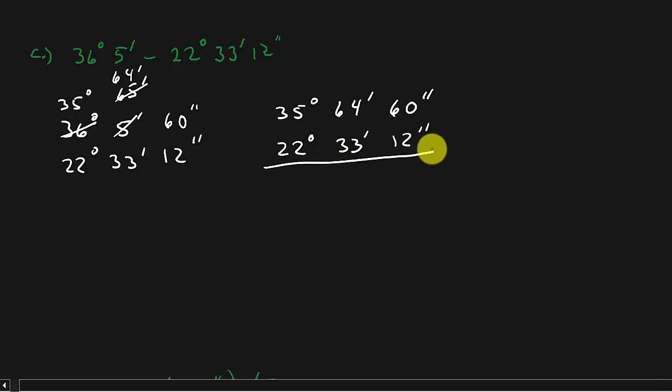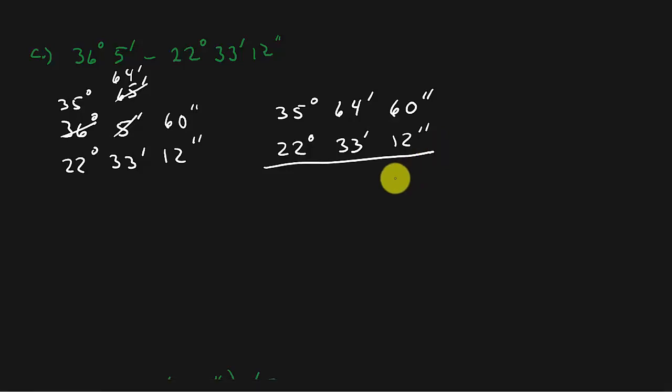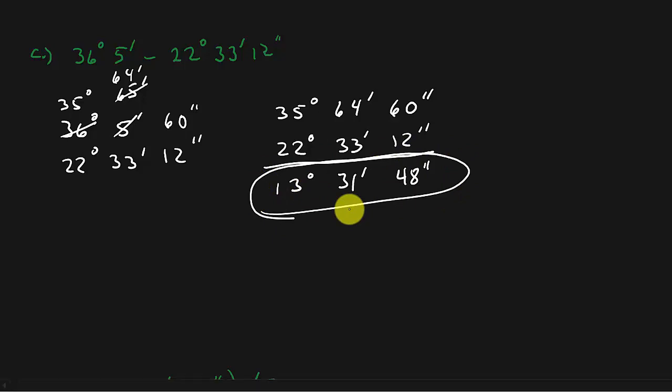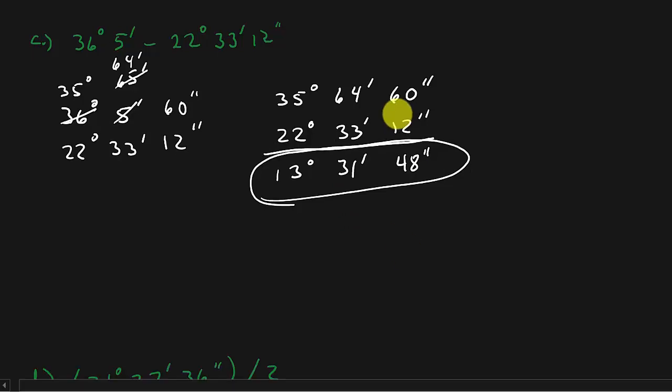And then we can subtract. So we've got 60 minus 12, that's going to be 48 seconds, and then 64 minus 33 for the minutes, that's 31 minutes, and then 35 minus 22, that is 13 degrees. And that is your answer. Typically subtraction's the more difficult to do, but it's not bad. It's not bad at all. All right, now let's look at this next one.